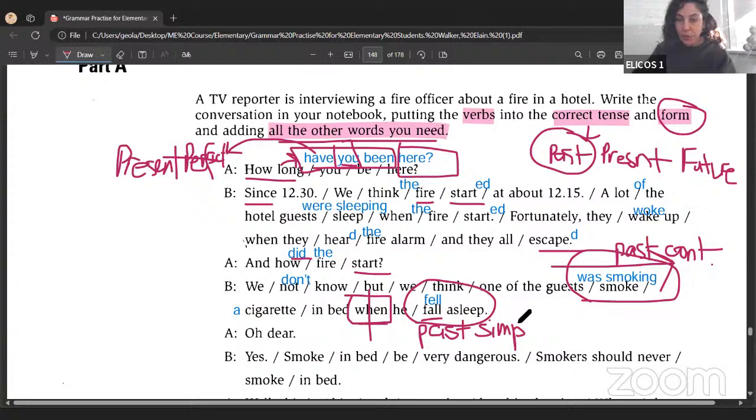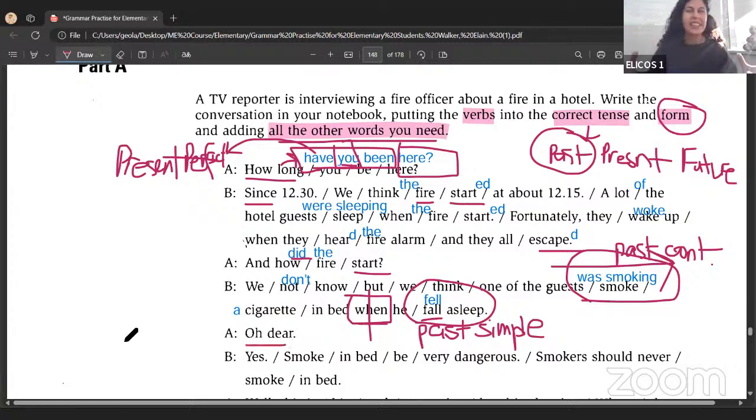So you can't have them both in the same grammar tense. One of them has to be a continuous, that means the ing, and the other one in the past simple, that means the ed, unless it's an irregular. And this is what we have here. When he fell asleep, it's irregular.